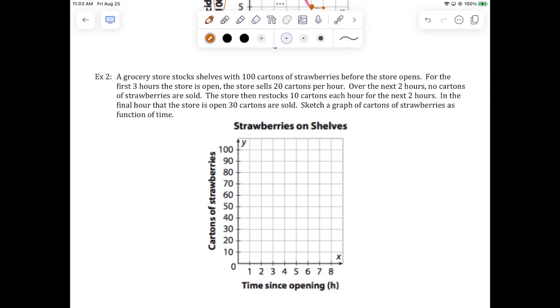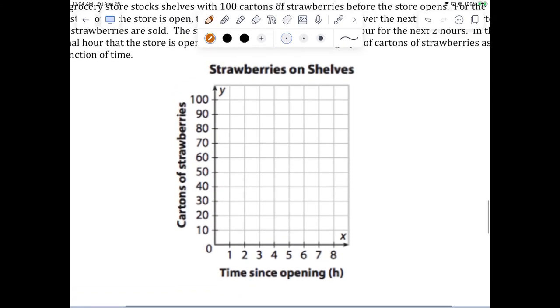All right, the first thing that you want to do here is look to see if there's any ordered pairs that you can put a dot down, because those give you guidelines, right? That's what we did in the first and the last one. Do we know the number of strawberries at any given time? At t equals 0, there's how many? 100. So we can have a y-intercept of 100.